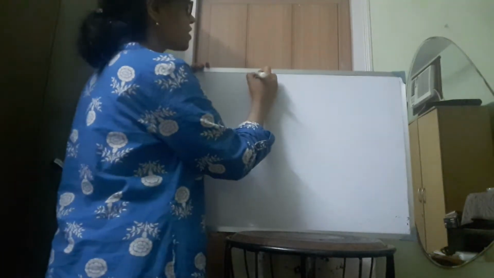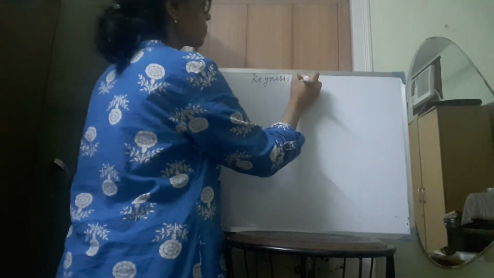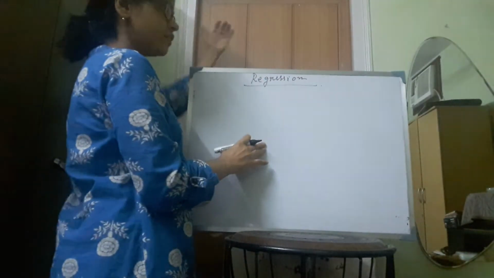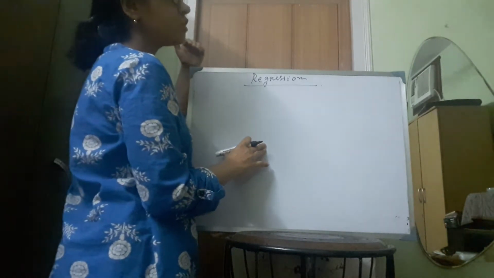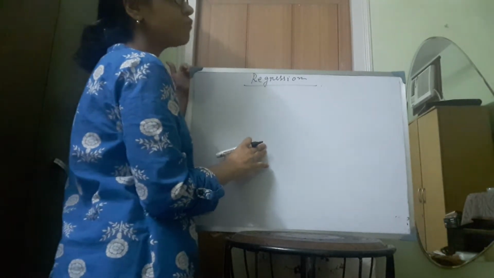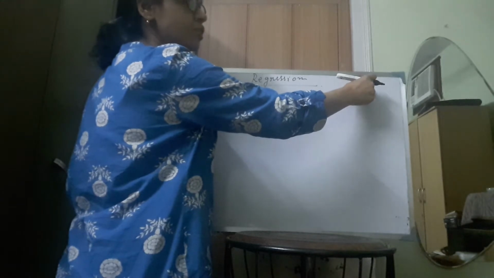Next topic of discussion is regression. By regression we mean the effect of one variable on another variable, so the dependence of one variable on another variable. The correlation coefficient is basically a two-way relationship between two variables.